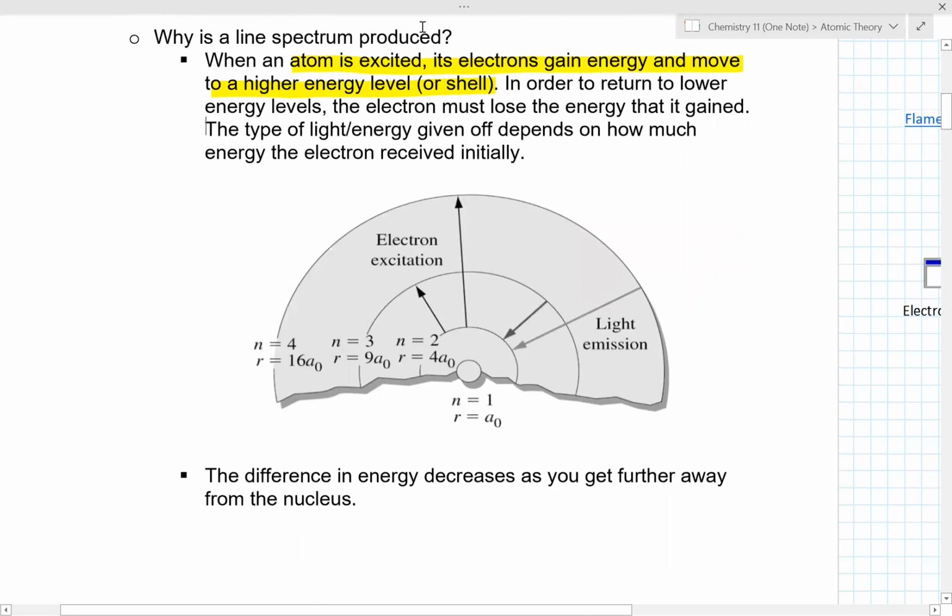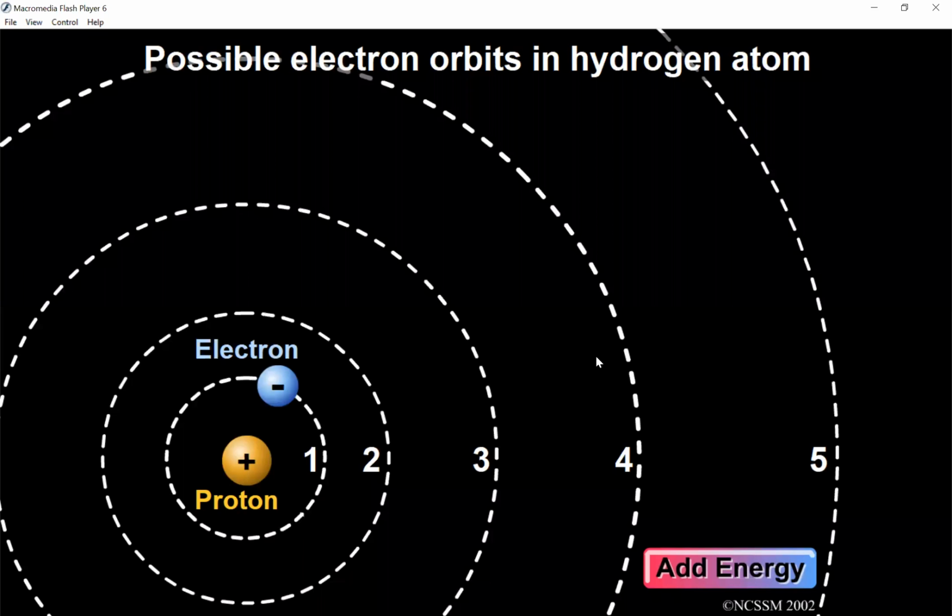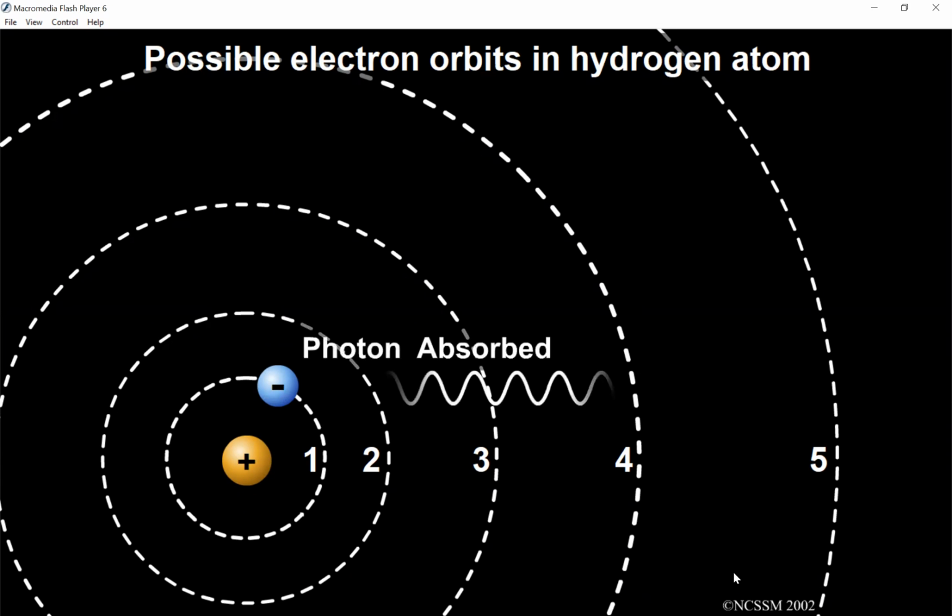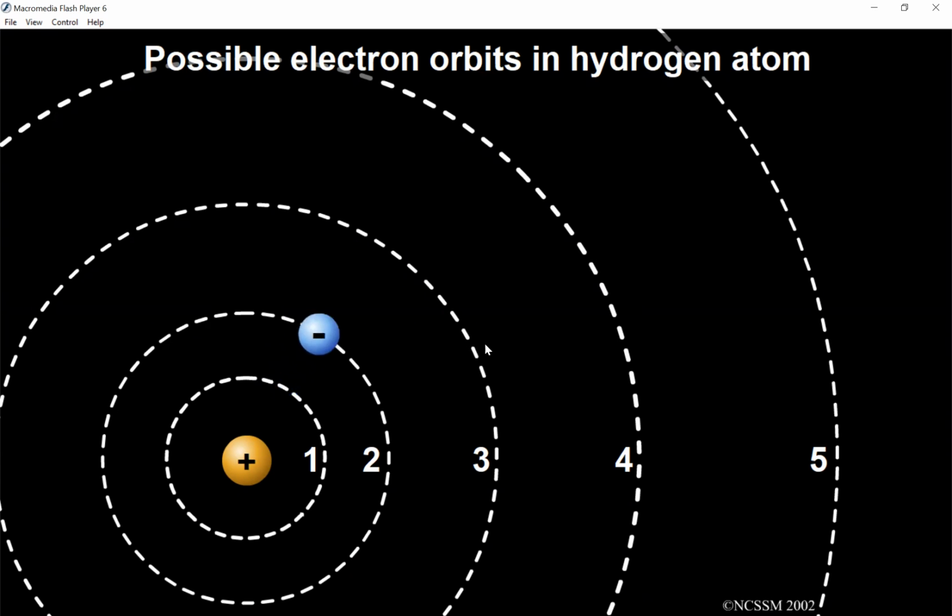Okay, so if I were to show you right here, let's say we have an electron, in this case a hydrogen, and it's circling around a proton. So there are different shells, so different orbits, 1, 2, 3, 4, 5. If we add energy, that electron absorbs that energy and goes to a higher orbit. This is called an excited electron. To go back down, notice it lets off a red light.